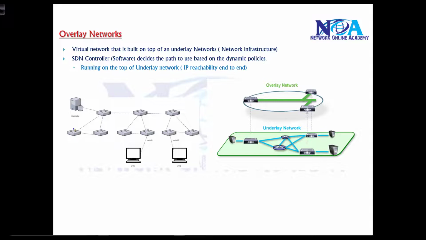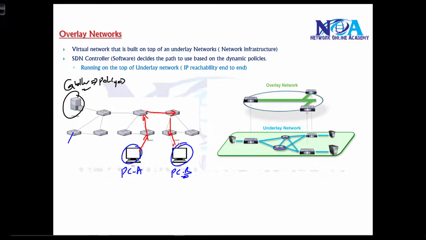Now you can take a simple example to understand this better. Say you have a server 1 or maybe a PC A trying to communicate with a PC B. The actual path which is used is decided by the controller. We have a controller here, and this controller has some kind of policy, and that policy says the traffic going between these two devices should use this path, depending upon the policy requirements.